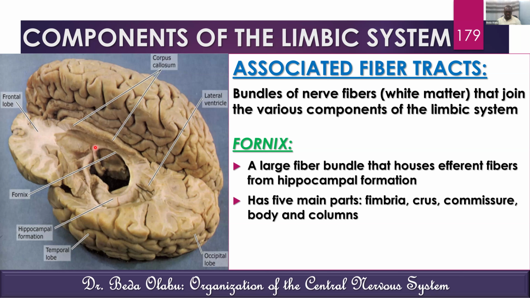So these are part of fornix, a bit little, but yes, there are some fibers that go in front of the anterior commissure. We call them the anterior column. Those fibers which are behind the anterior commissure, we call them the posterior column of fornix.